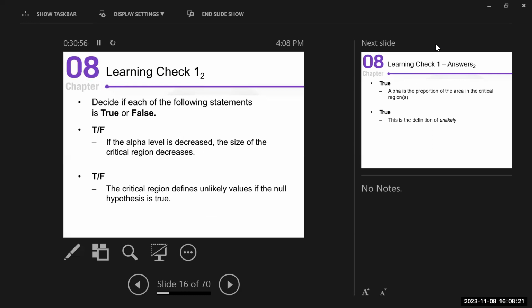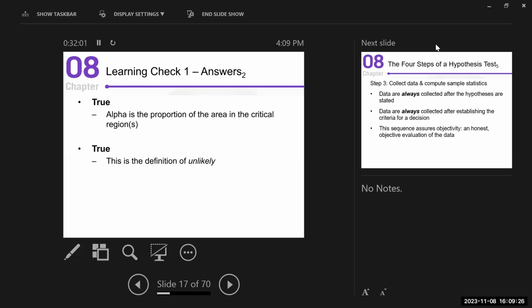It says the alpha level is decreased. The size of the critical region decreases. Good. What about the second one? The critical region defines unlikely values if the null hypothesis is true. This one's true. These critical regions are based on the probability of these unlikely values, if the null hypothesis is actually true. So if my sample falls up here and my null hypothesis says that there's no change, since it's very unlikely, I can reject the null hypothesis. So that is true. And the alpha is the portion of the area, the critical region.